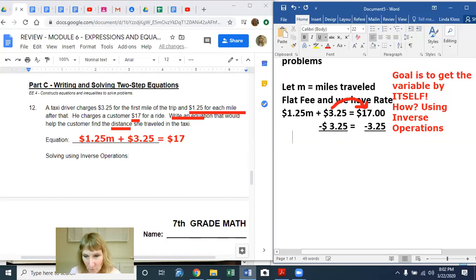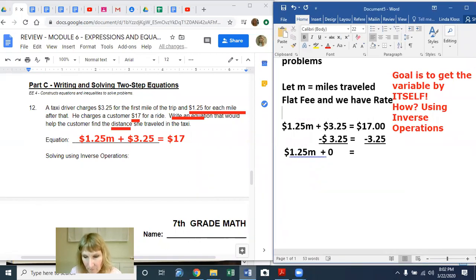So, I go here. I have my $1.25M. That's still there. We haven't done anything with that yet. Now we have a minus and a plus $3.25. That should end up giving us 0 because they cancel each other out. Equals, now to do this, I'm actually going to erase a little arrow for the moment, and I'm going to move this down one so we have a little bit more space to write.